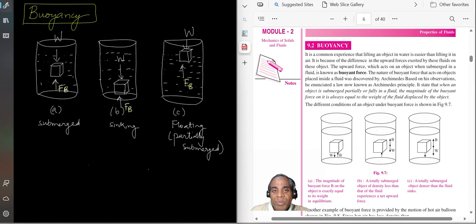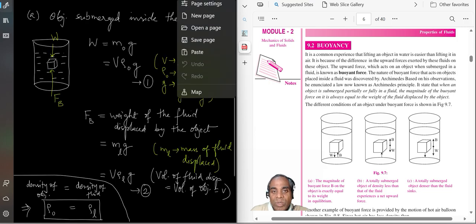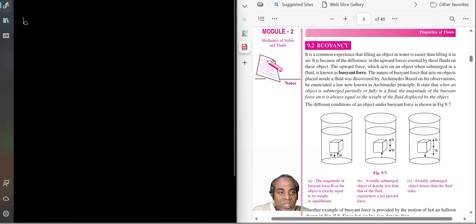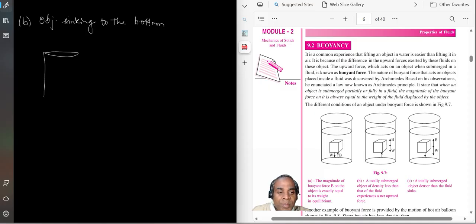What was scenario B? When the object sunk to the bottom of the vessel. So again we will see this situation from the beginning. So object sinking to the bottom. Okay, let us draw the diagram. This is the vessel. Okay, and we will first draw the object, and this is the liquid surrounding the object. The object has totally sunk to the bottom of this vessel.